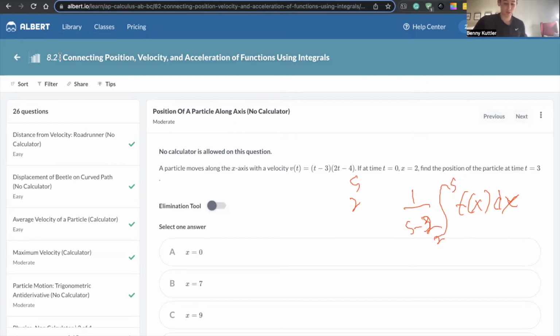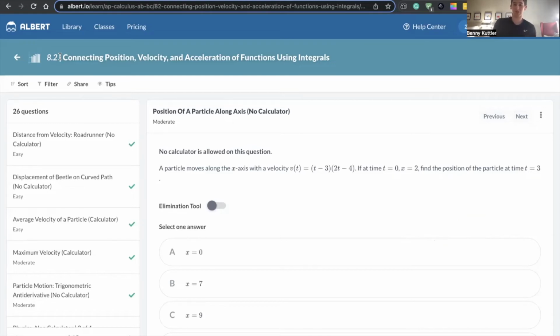So now what we can do is kind of the same thing as something we did in unit 4, which is connecting velocity, position, and acceleration.